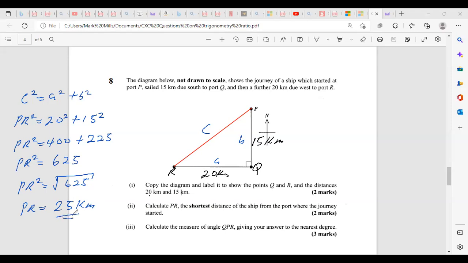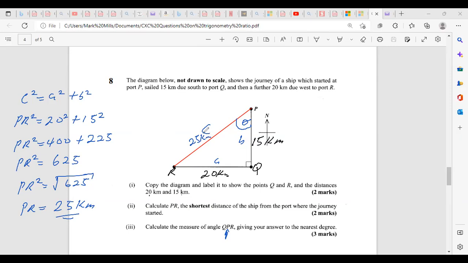Then we have one last question, then we go. Calculate the measure of angle PQR, giving your answer to the nearest whole number. Which angle do they want me to find here? P. P, the middle letter, right? So I'll go to the middle letter P. I'll put the angle right here. Now remember that we were able to find the third side, which is also 25.